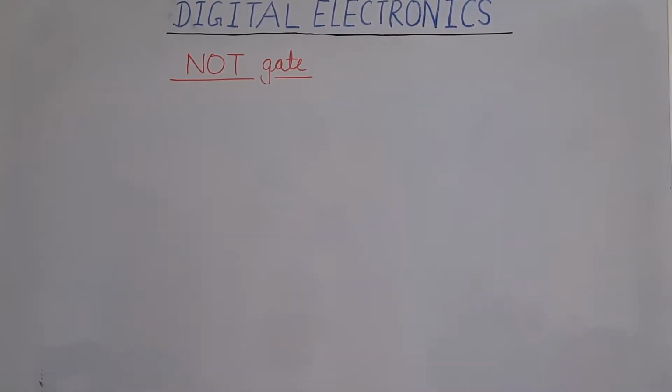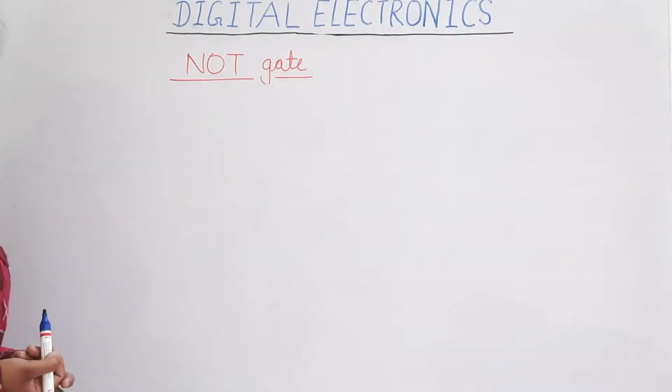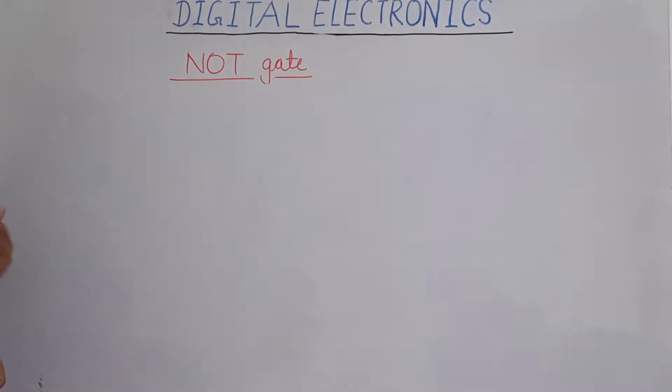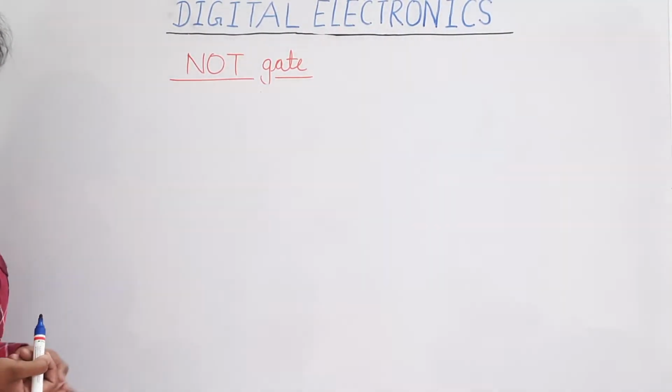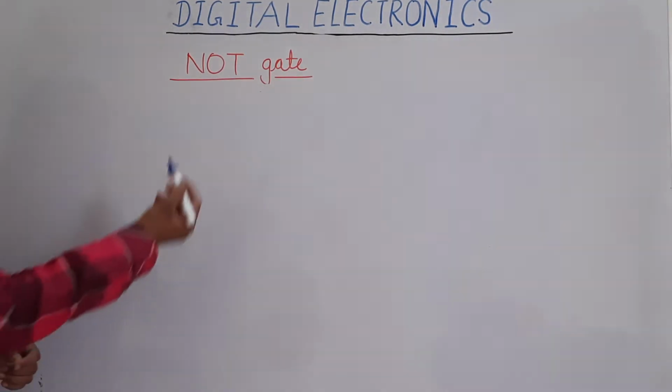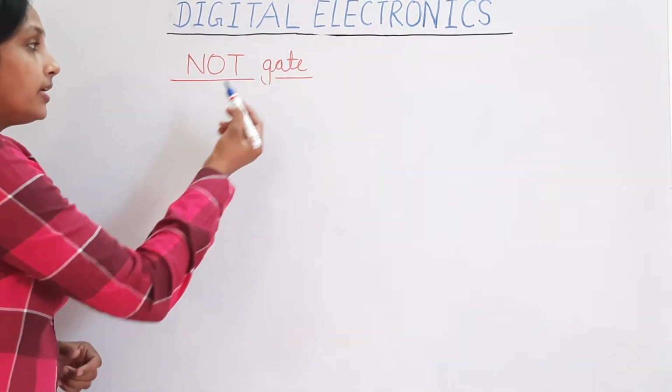In this class, we will discuss the NOT gate. In the last video, we discussed the basic description of all gates like NOT gate, AND gate, OR gate, XOR, XNOR, NAND and NOR. Now we will see the properties of NOT gate.